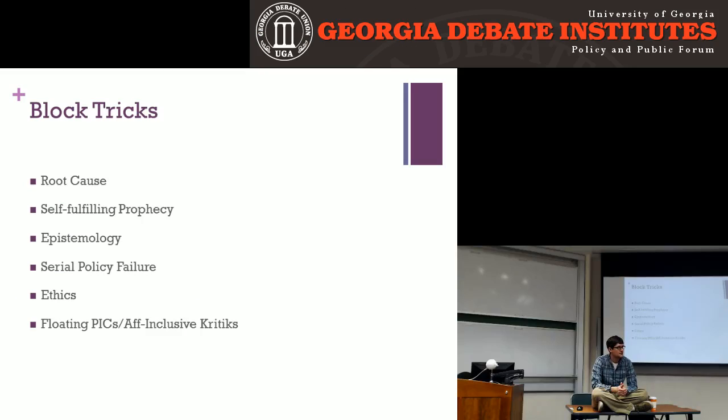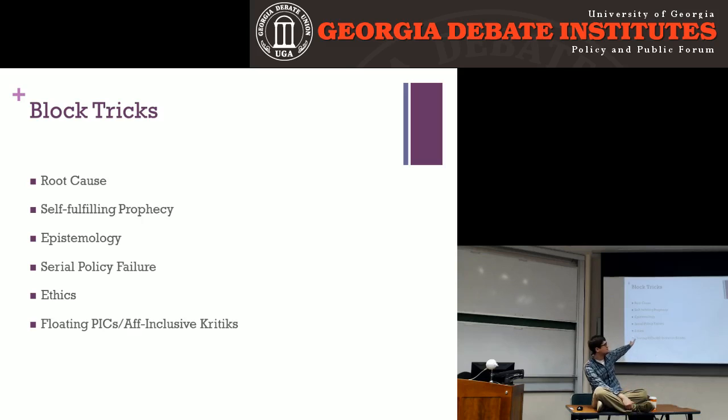Serial policy failure, another block trick argument. Serial policy failure is the argument that when we adopt these problematic beliefs, assumptions, or values, we continually fail to solve the problems that we are attempting to address. Serial policy failure is a really helpful argument. It's different from some of the above because it's more targeted at solvency rather than harms or impact.